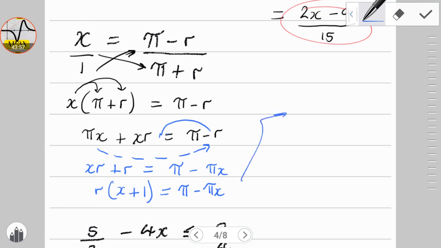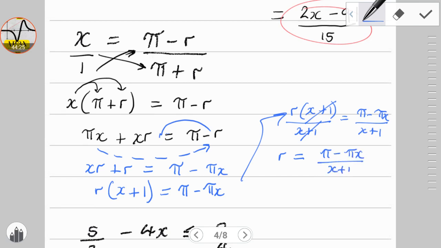Now to wrap this question up here, we end up with isolating r by simply dividing both sides of the equation by x plus 1. So if I divide here by x plus 1, I also have to divide the right side here. That's pi minus pi x divided by x plus 1. And by cancelling this x plus 1, r is therefore now isolated. So r is equal to pi, take away pi x, divided by x plus 1.